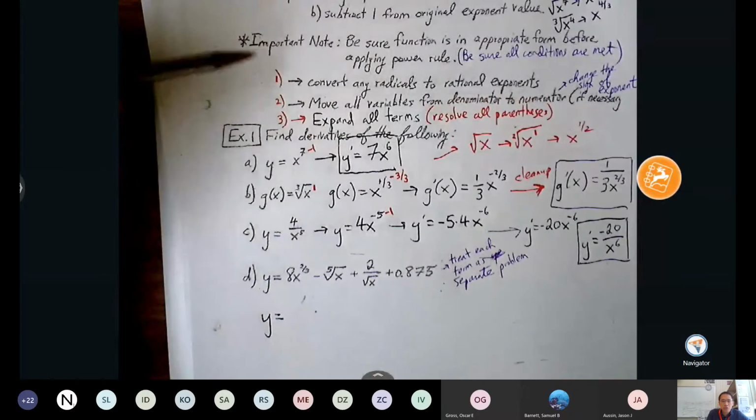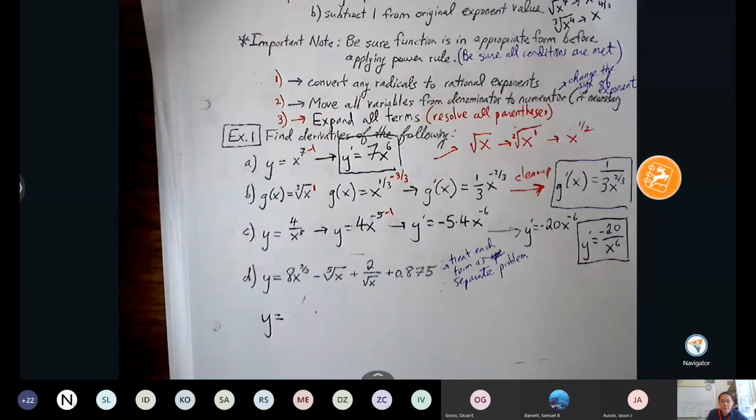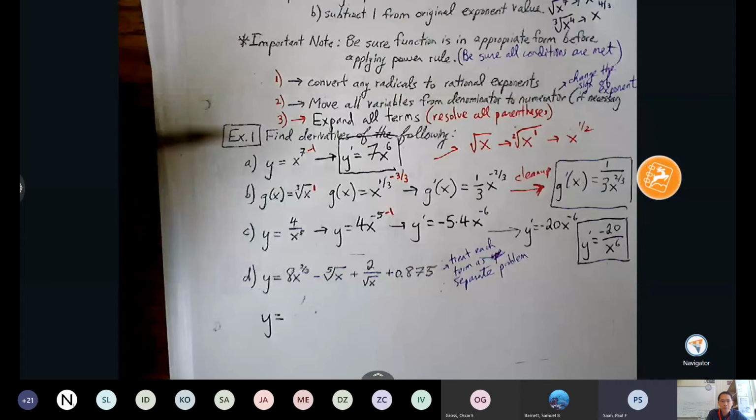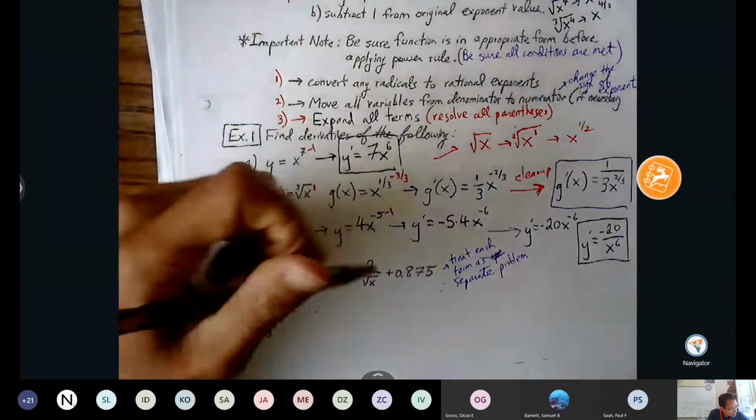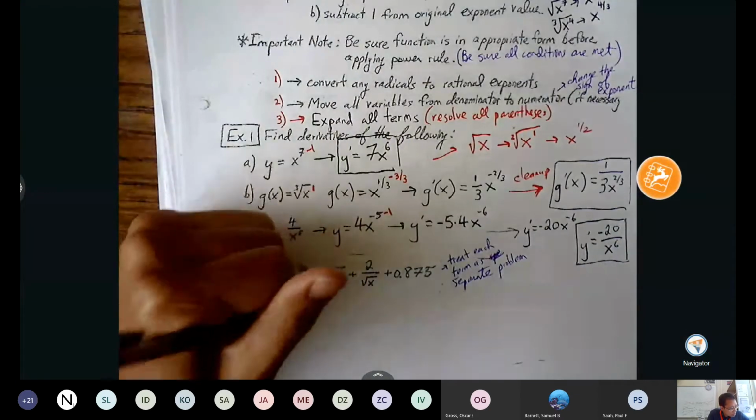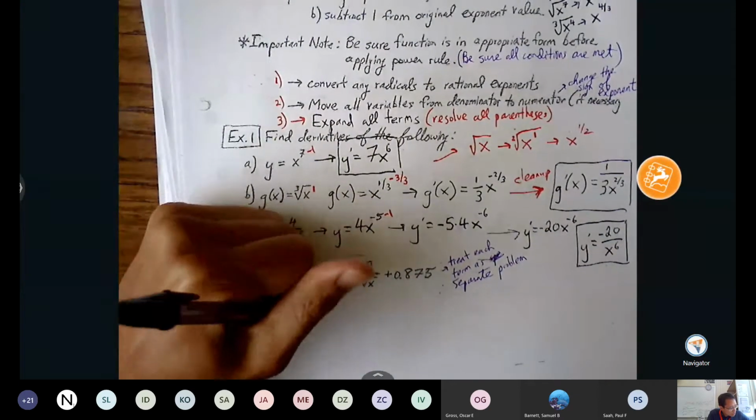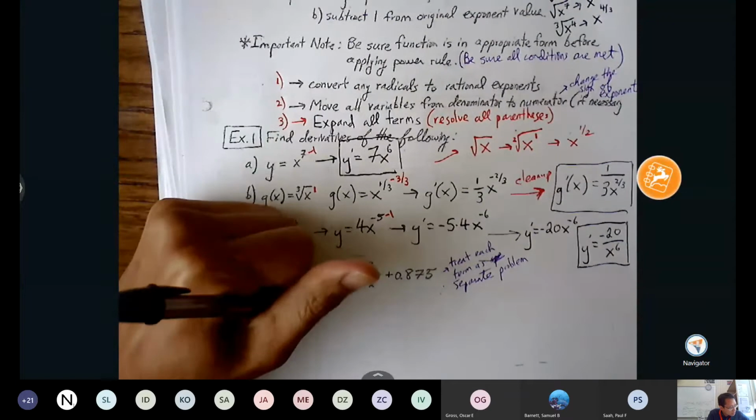Do we see any issues that we need to adjust, or is it ready to go? It's ready to go. No radicals to move, no variable to adjust, no parentheses. So if we're ready to go, we're not going to find the derivative yet, though. We're going to wait till every term is ready. So we're just going to copy that down.